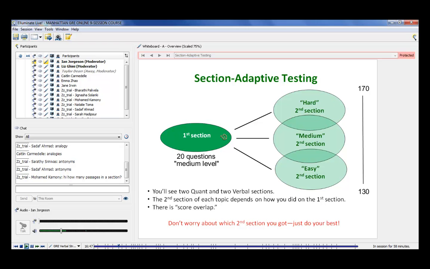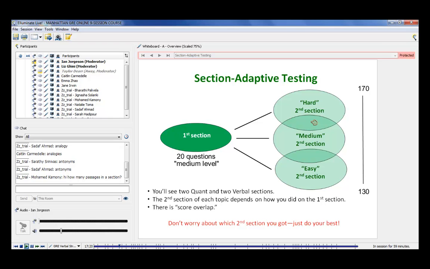So someone that did great on the first section and got the hard section but then bombed it, they're going to end up somewhere in the bottom of this circle. Someone that did decent on the first section and then really good on the second section, they're going to be in the top of this circle, and there's a lot of overlap here. So what this means is you don't want to think about how you do on the first section as being the be-all, end-all of what your final score is going to be. You still have a lot of power to affect how well you're going to do on the test.